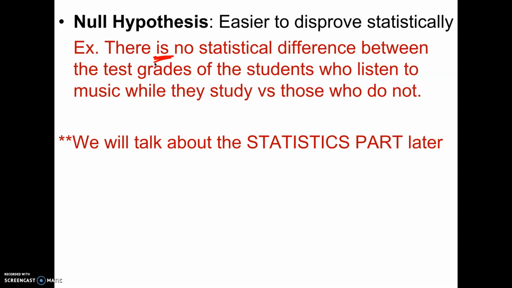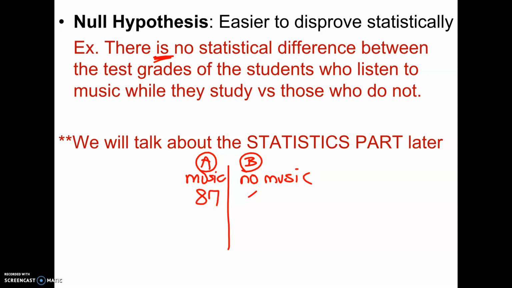So it kind of seems backwards, and we're going to talk a little more about the statistics later, but I'll give you an overview of why we would want to write it this way. Let's say that we do our test, and side A listens to music, and side B, all the students there, don't listen to music. Let's say that side A, on the quiz, has an average score of 87, and side B has an average score of 64.